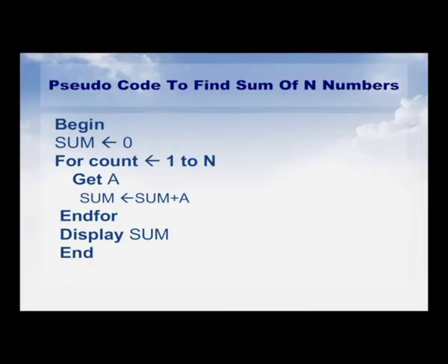The pseudocode can be written as shown. Here again we begin with assigning 0 to sum, then we use the for construct. For count, the variable which is going to count the iteration, from 1 to n, starts with the initial value of 1 and goes to the final value of n. We get input from the user and call this input A, add A to sum and repeat this n times. We know the value of n since we got it from the user, and once the count becomes n, the loop is exited and we end up displaying the sum.